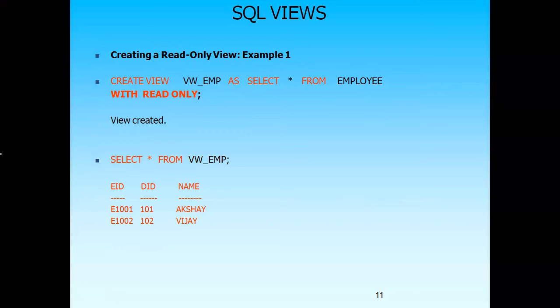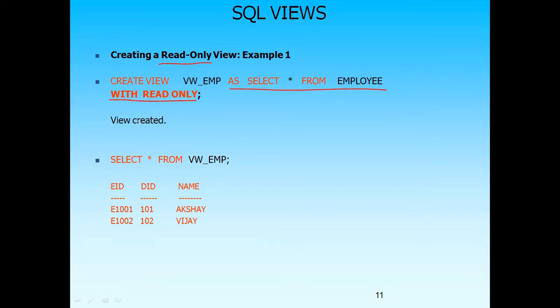This is about the updatable view, and there is a simple syntax for the read-only view. If it is a read-only view, we can't perform any operation with it. So you can remember the syntax for a read-only view. Create view name as select star from employee. The syntax is the same as the updatable view, but just after the select query, you need to mention the with read only option.